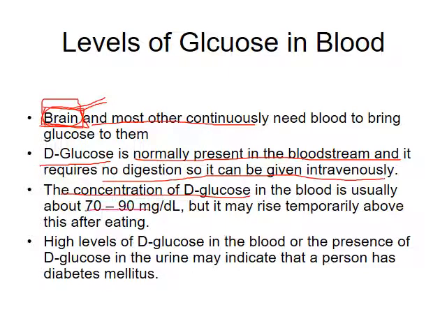But typically, the concentration of glucose in our body is 70 to 90 milligrams per deciliter, which is about 100 milliliters, and it'll go up after eating, and we'll show that in a minute. And if you go into med tech field or nursing, you'll see that these numbers are pretty important. Okay. High levels of glucose or presence of glucose in urine may indicate that you have diabetes.